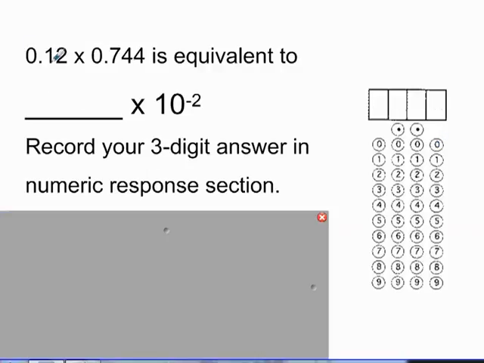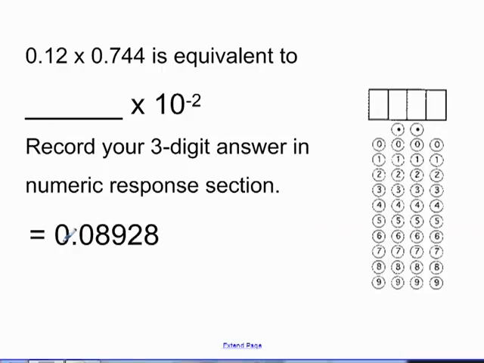Another example, 0.12 times 0.744 is equivalent to blank times 10 to the negative 2. So this time we have a negative exponent, and if we calculate that, we get an answer of 0.08928. So if we move our decimal 1, 2 spaces to the right, again, it wants a 3-digit answer. So this will give us 8.928 times 10 to the negative 2.